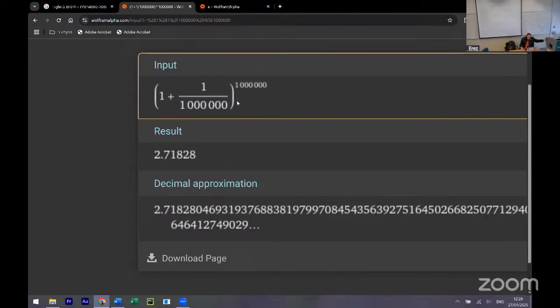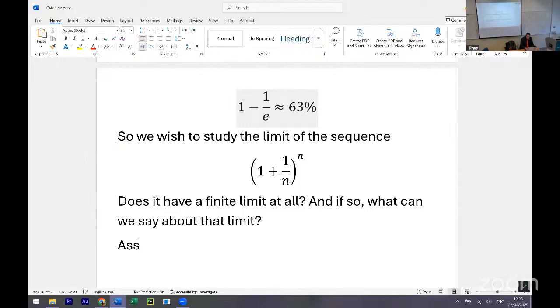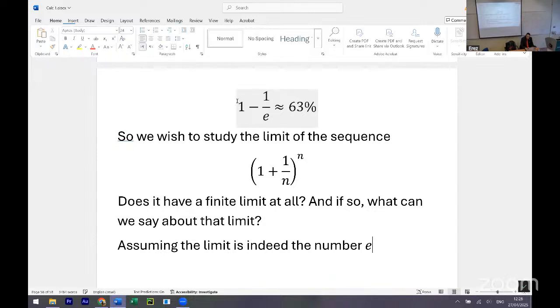That's the way to learn about sequences, okay? About limits. How, assuming the limit is indeed the number e, how can we prove it? What are the problems when proving the limit of this sequence is actually the number e? It's irrationals. Wait, what did you say? We don't know what e is. Yeah, so I like it better.